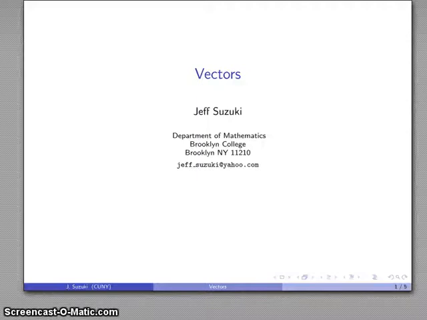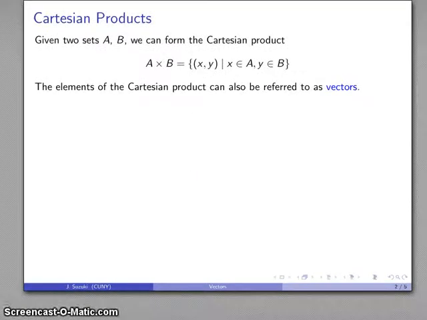One extremely useful concept in mathematics is the idea of a vector. Now, we can start by looking at the Cartesian product. Given two sets A and B, I can form the Cartesian product A cross B, and this is going to consist of a set of ordered pairs where the first component is drawn from the first set and the second component is drawn from the second set.